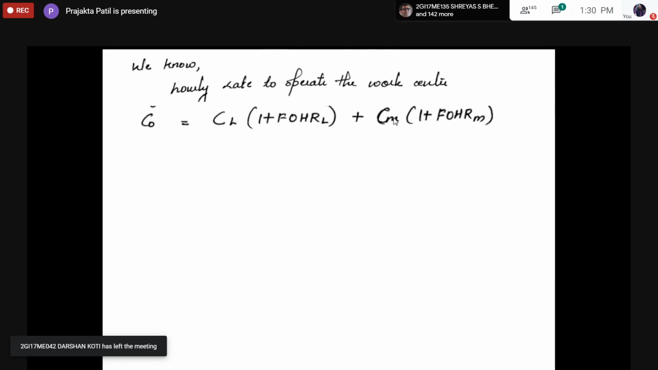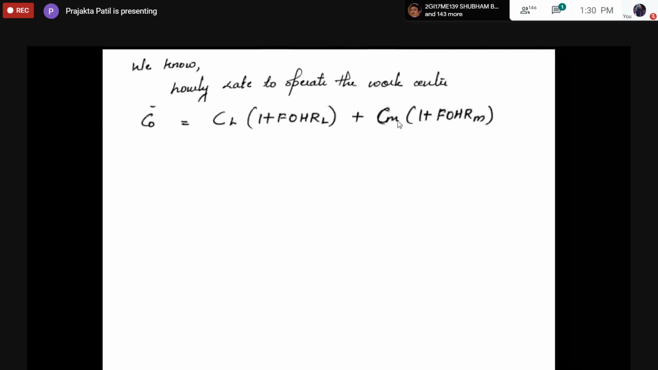CM value is not given. And we know the factory overhead rate of machine. It is given as 50%. But we do not know what CM is. So first we'll have to find this. Let us just proceed in steps.